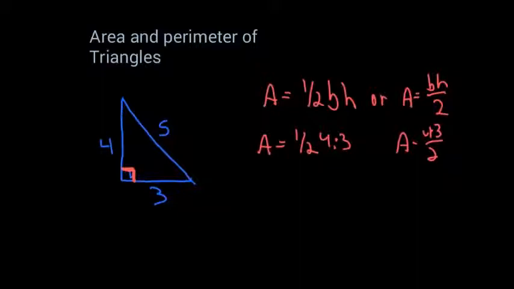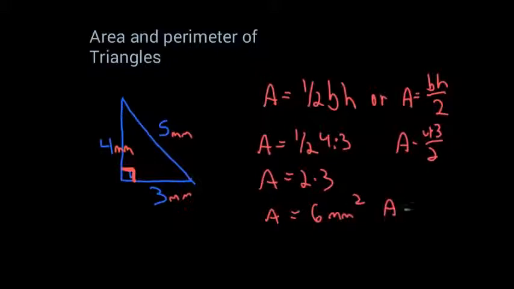So let's work these out. So area equals half of 4 would be 2 times 3. So 2 times 3 equals 6. Let's give these units. So let's say they're millimeters. So that would be 6 millimeters squared. So if I use the other formula, I do 4 times 3, which is 12, divided by 2. 12 divided by 2 equals 6. So that would be 6 millimeters squared. I got the same answer, which I should, because either formula will get you the same answer.